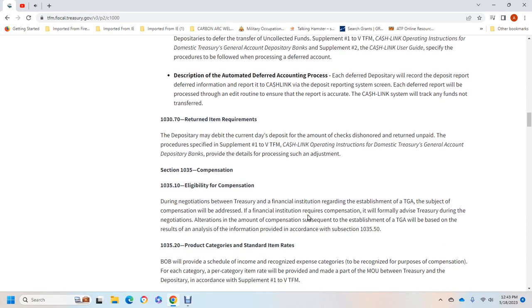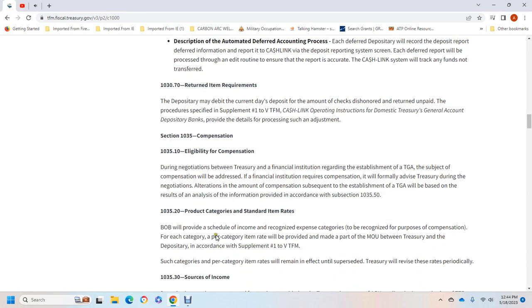1035, compensation. Eligibility for compensation during negotiation between the Treasury and the financial institution regarding the established Treasury General Account, and the subject of compensation, will be addressed. The financial institution, if part of the compensation, will formally advise the Treasury during the negotiation. Alterations in the amount of compensation subsequent to the established Treasury General Account will be based on the result of the analysis of information provided in accordance with subsection 1035.50.